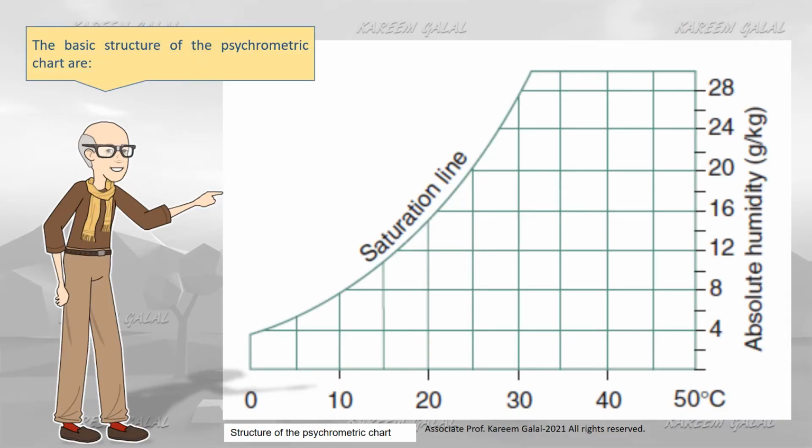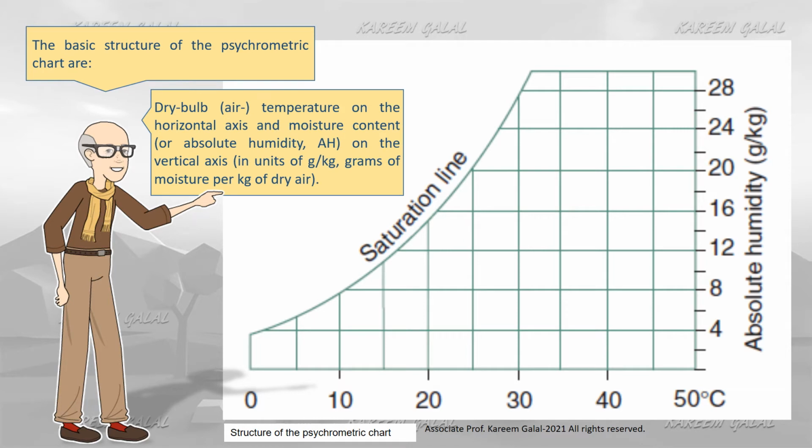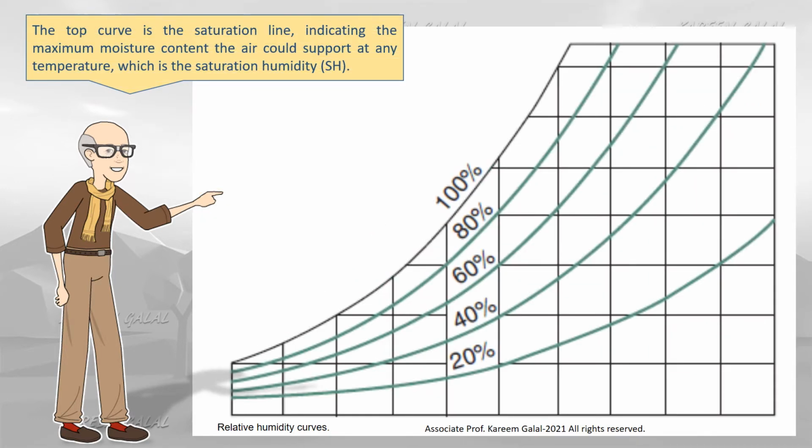The basic structure of the psychrometric chart is: dry bulb air temperature on the horizontal axis, and moisture content, or absolute humidity, A, on the vertical axis, in units of g/kg, grams of moisture per kg of dry air. The top curve is the saturation line, indicating the maximum moisture content the air could support at any temperature, which is the saturation humidity, SH.